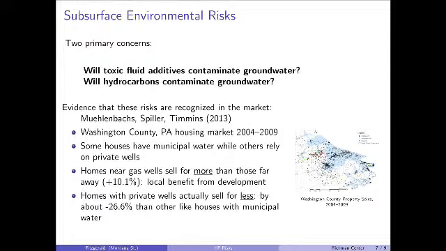But once you control for whether you're on municipal or well water, that positive price impact, which may be because new workers are moving in and demanding housing, changes. If you're on a private well, all of a sudden what was a positive housing price impact is now negative. You add together 10.1 and 26, you get negative 16%. So the market transactions tell us about the perception of risk in subsurface groundwater contamination.